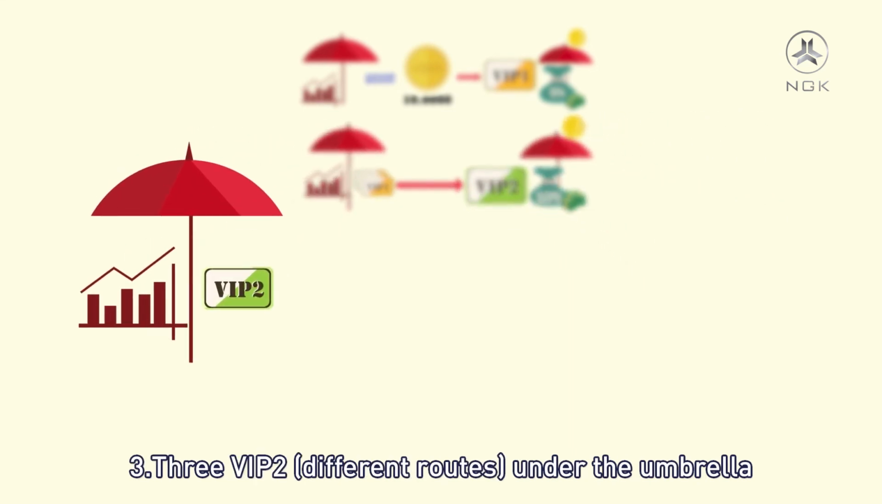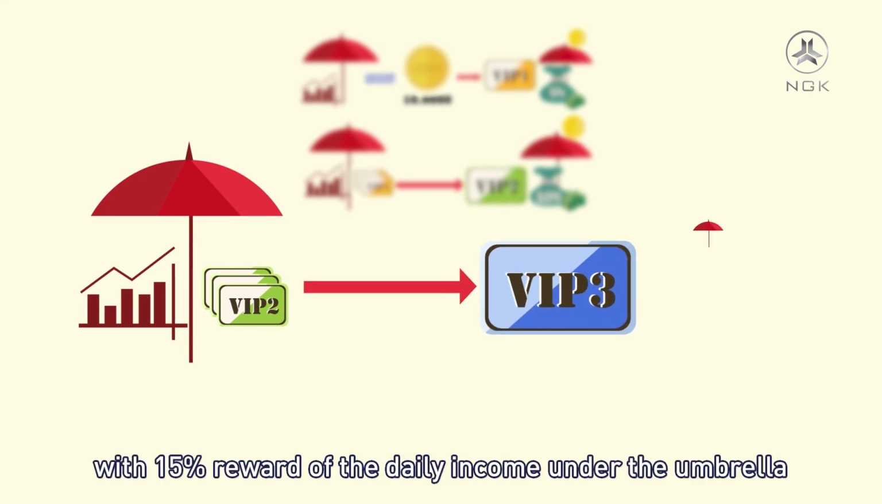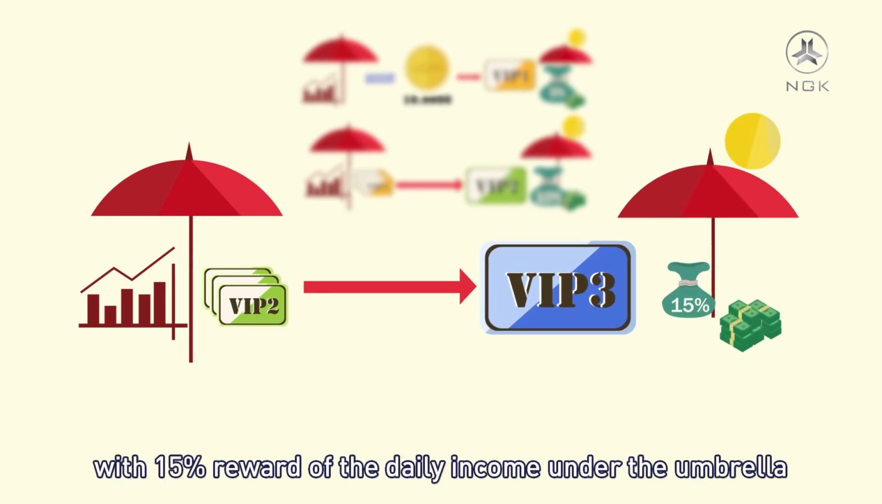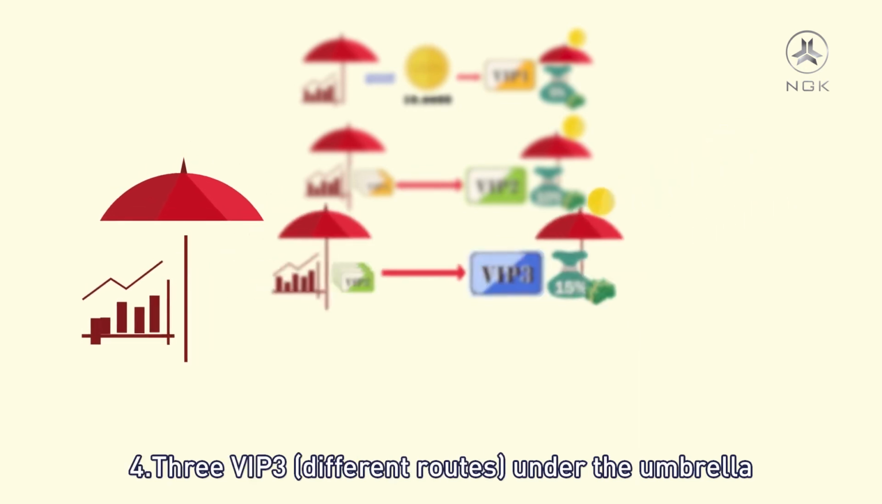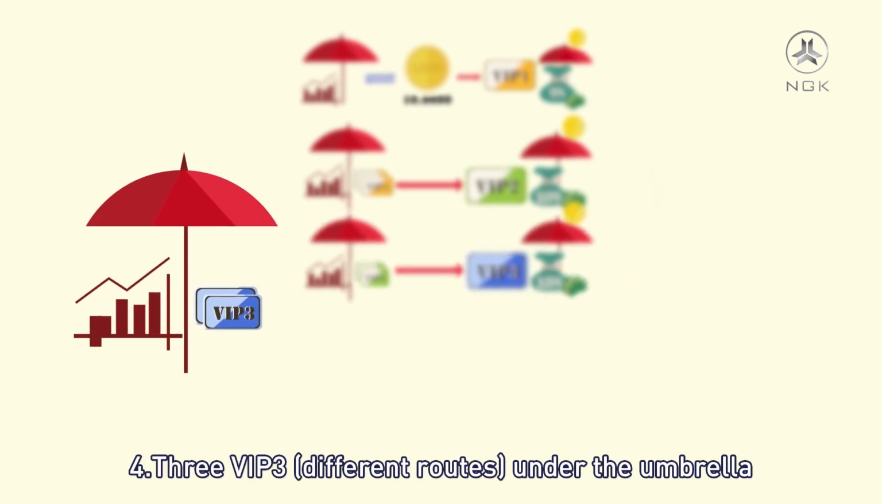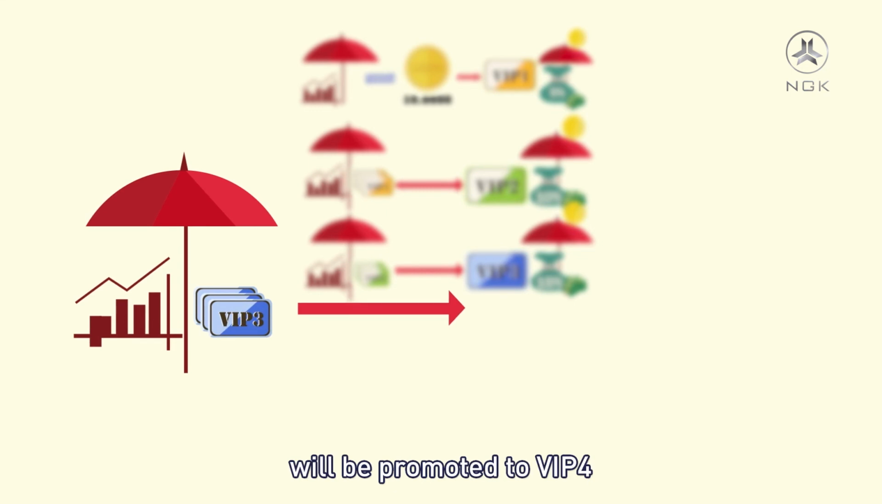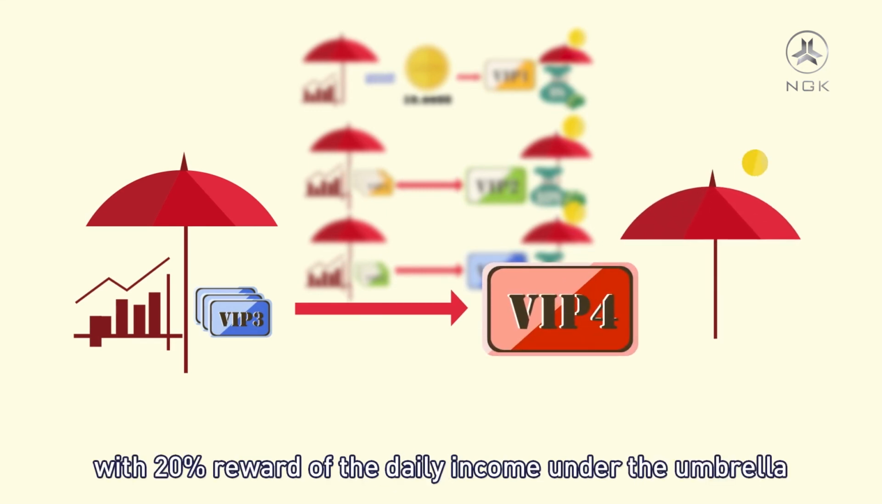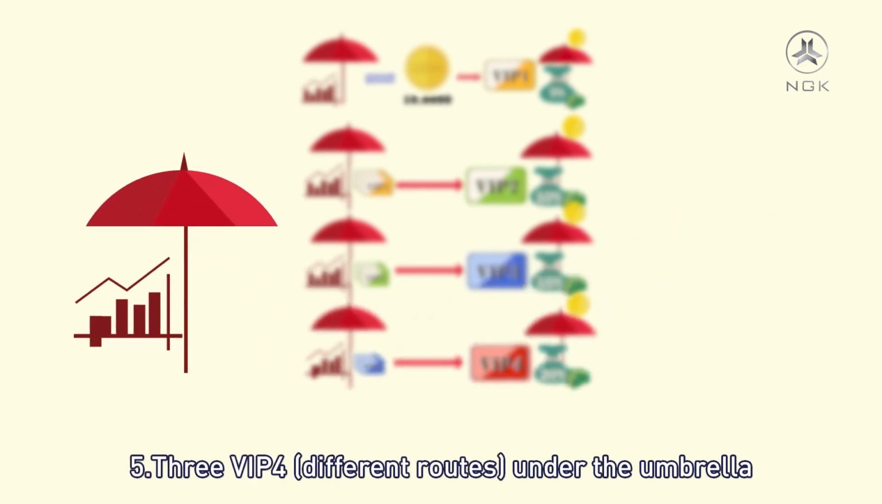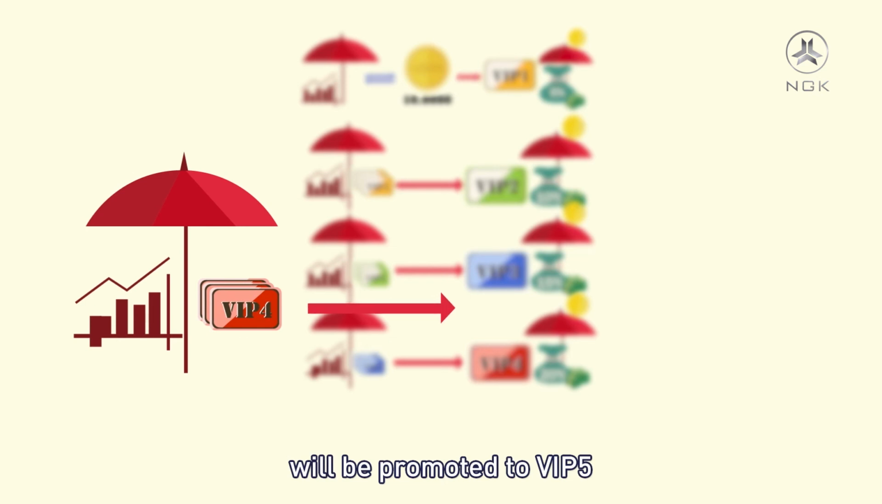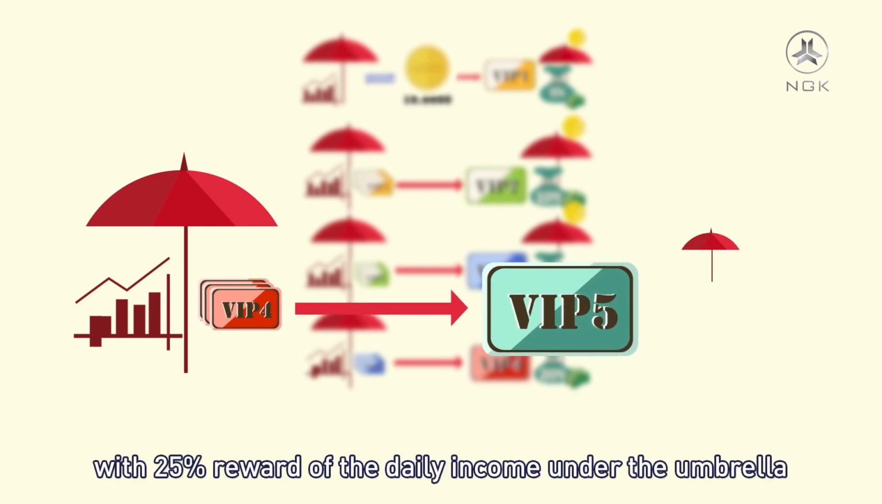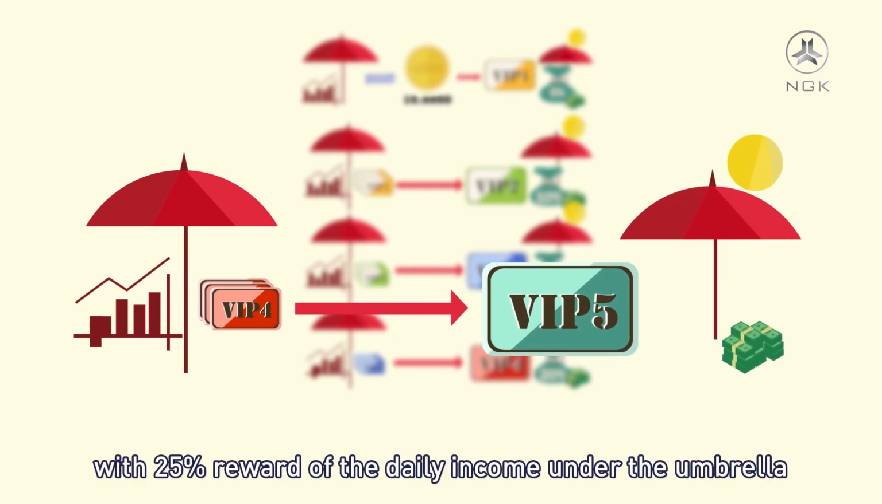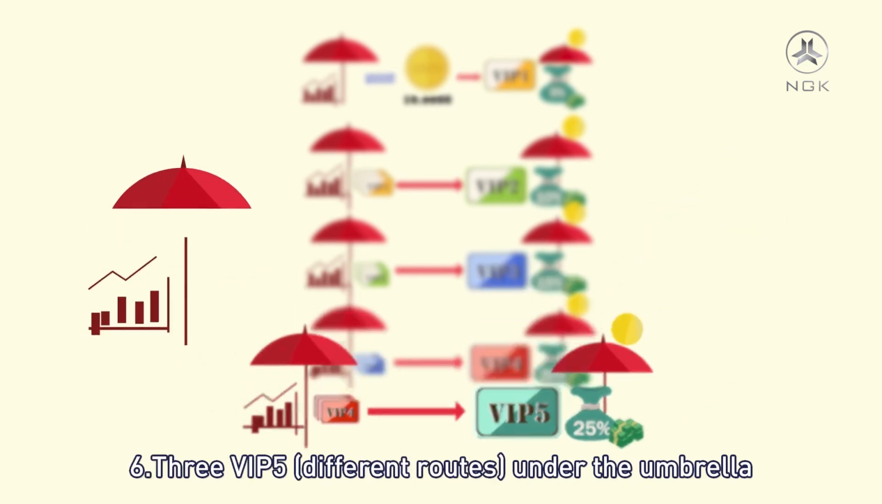3. 3 VIP 2 different routes under the umbrella will be promoted to VIP 3 with 15% reward of the daily income under the umbrella. 4. 3 VIP 3 different routes under the umbrella will be promoted to VIP 4 with 20% reward of the daily income under the umbrella. 5. 3 VIP 4 different routes under the umbrella will be promoted to VIP 5 with 25% reward of the daily income under the umbrella. 6.